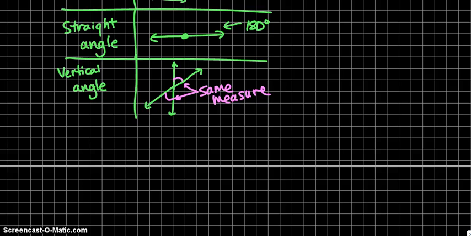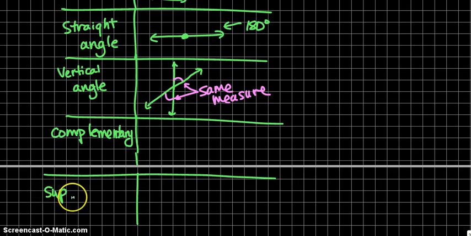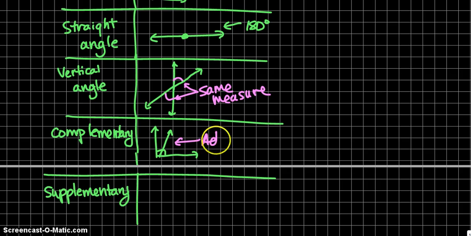The next pair you need to know about are called complementary. And the last one will be supplementary. So that's something we want to work on, is determining the difference between complementary and supplementary angles. All right, two angles that are complementary are going to add to be 90 degrees. So these two angles add to 90 degrees. And then the supplementary angles are two angles that add to be 180 degrees.